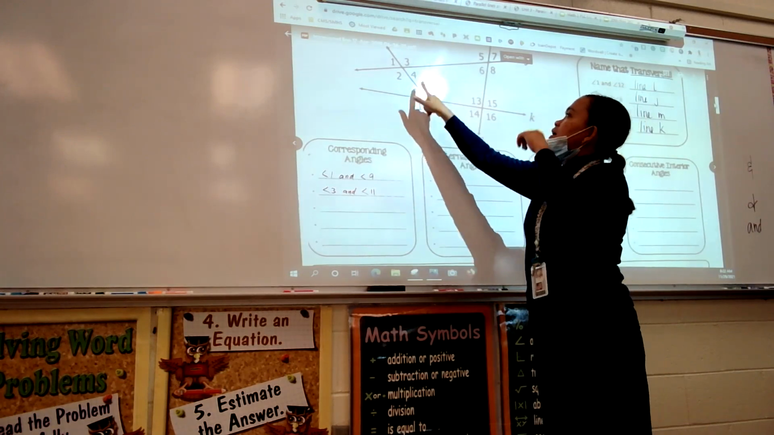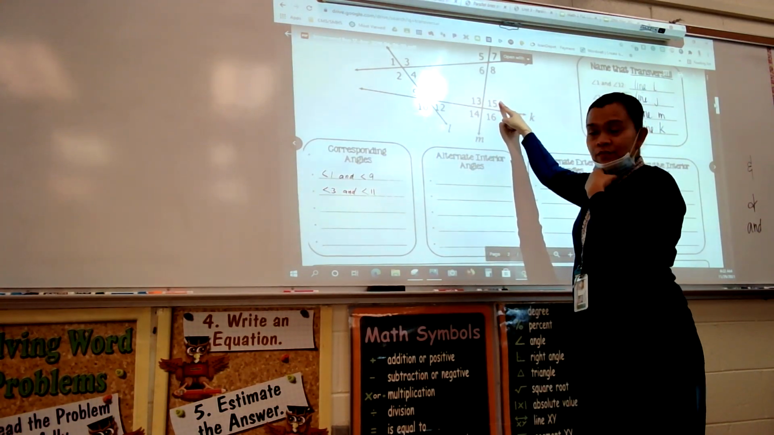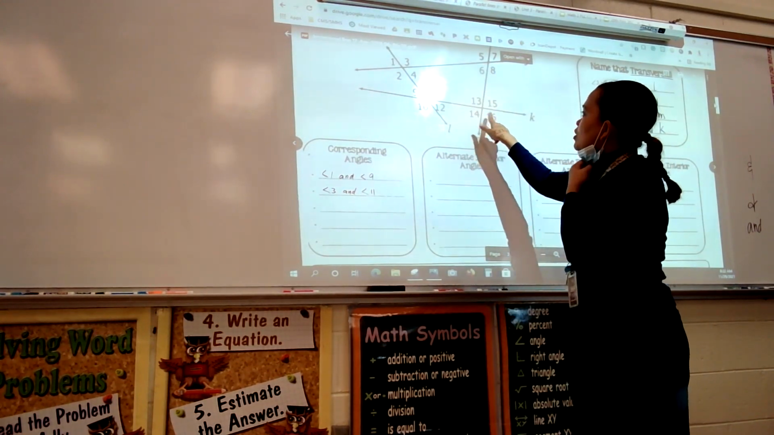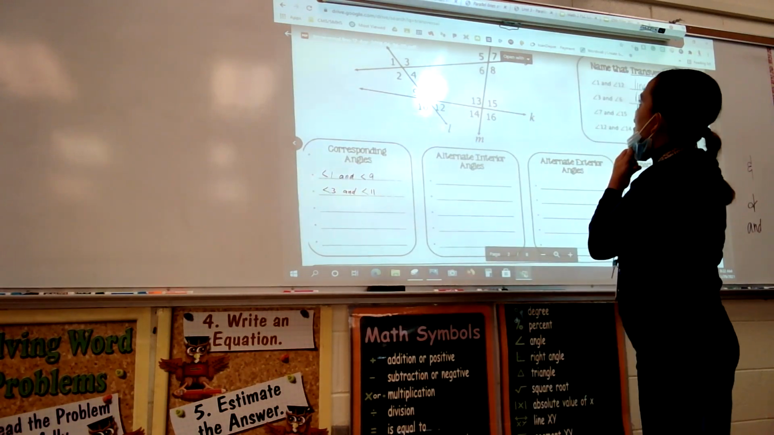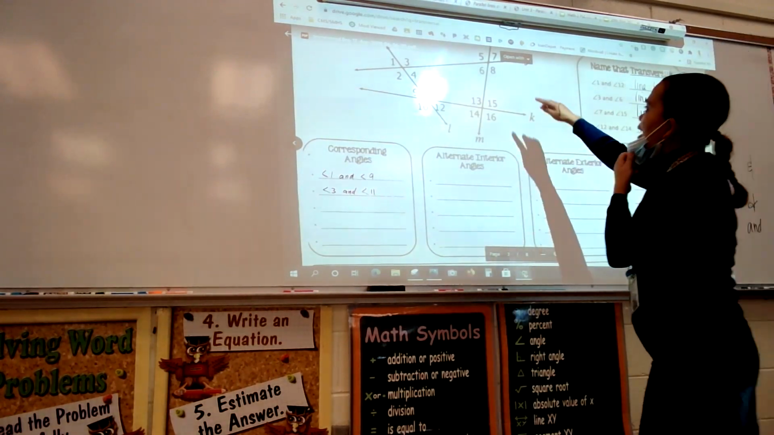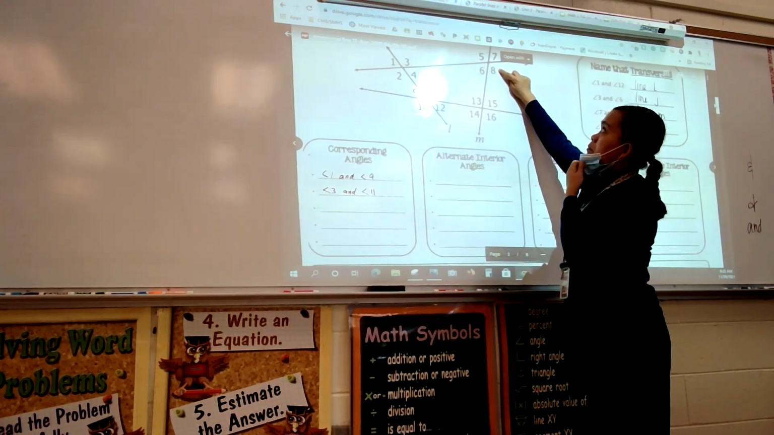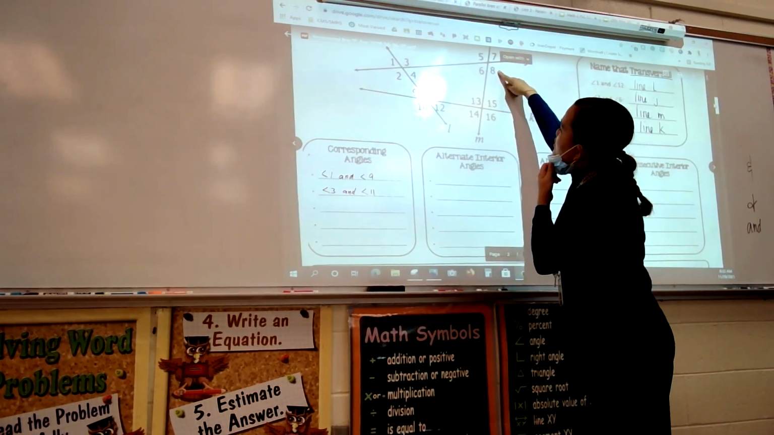3 or 15. Right? For 16 earlier, you said 5, and it can also be 9. What's the alternate exterior of 8? Alternate exterior of 8.